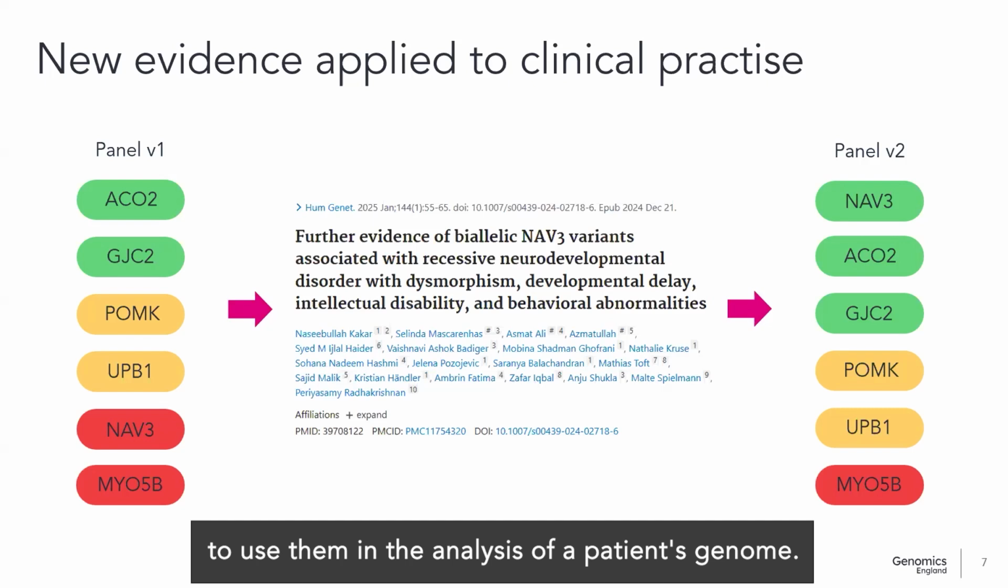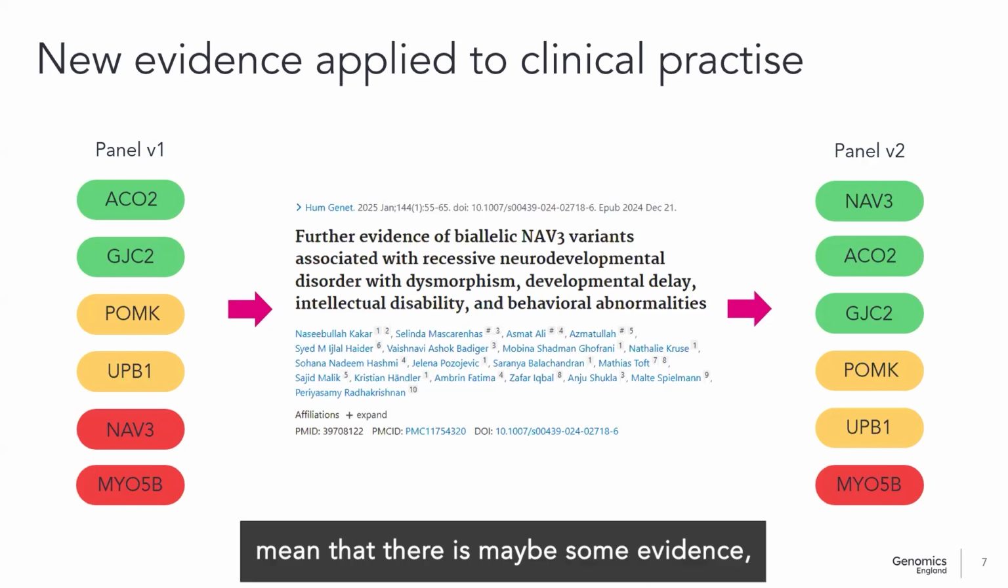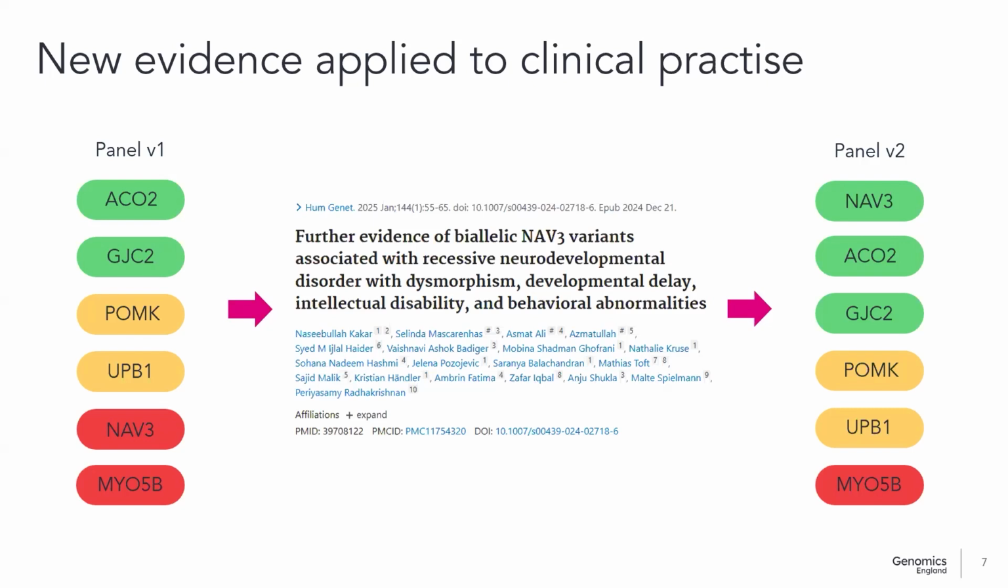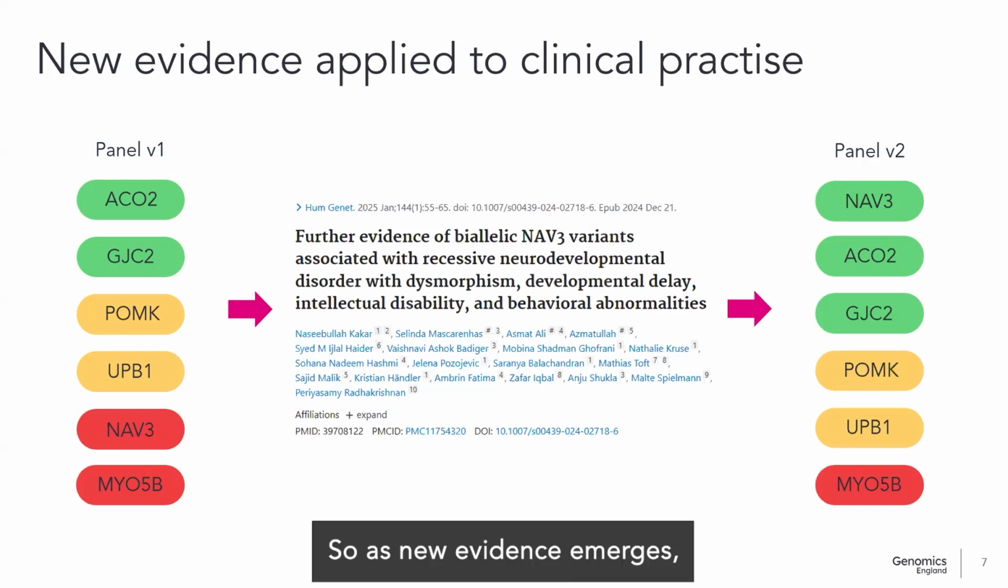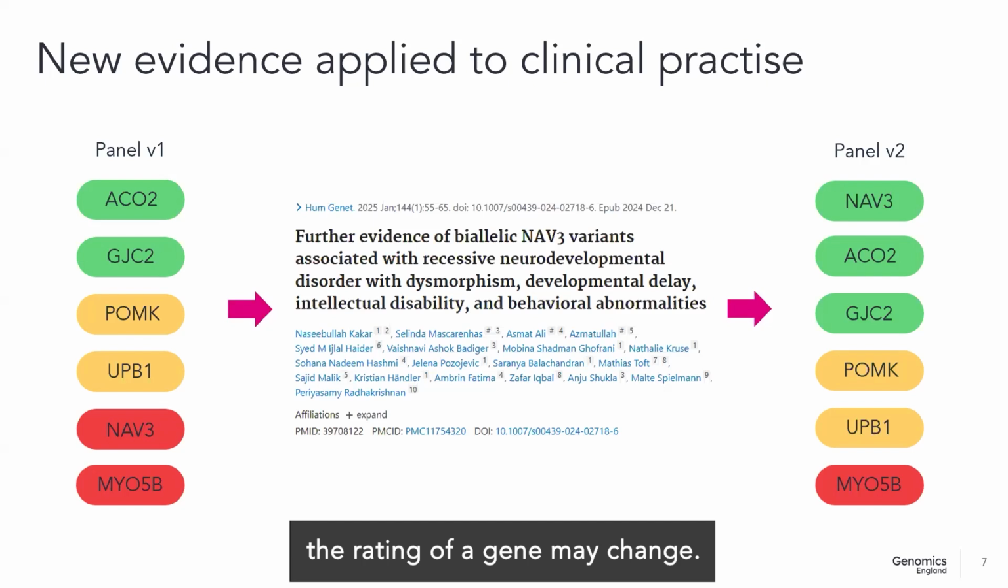genome. Amber and red genes mean that there is maybe some evidence linking that gene to a particular disorder, but it's not quite enough to use them for diagnosis. But this rating system is a dynamic process. So as new evidence emerges, the rating of a gene may change.